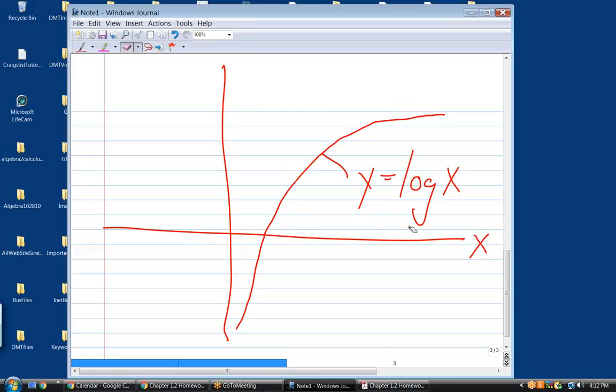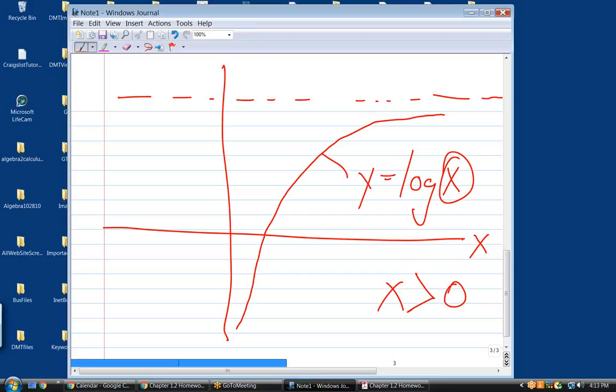So it would be very, very easy to look at this function and think that there's a horizontal asymptote there. But in fact, there is not. The domain is all positives. In other words, with this function here, x has to be greater than 0. We cannot take the log of 0. We can take the log of positive numbers only.